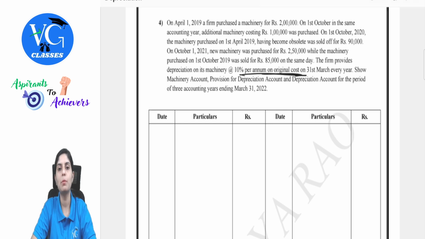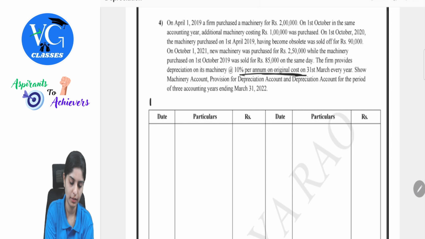See, when they are mentioning provision for depreciation, that means machinery should be recorded at historical cost. I hope that point is now clear. Now, this particular question will give you good practice to understand after what we saw in previous questions.